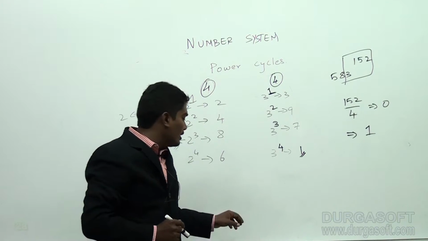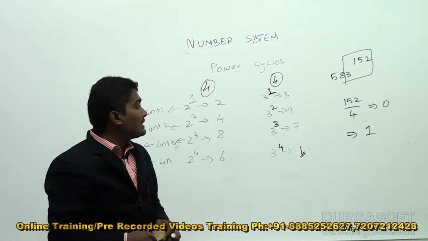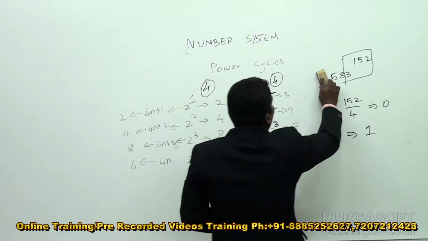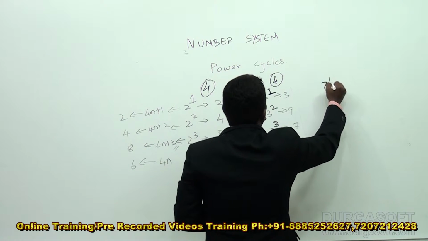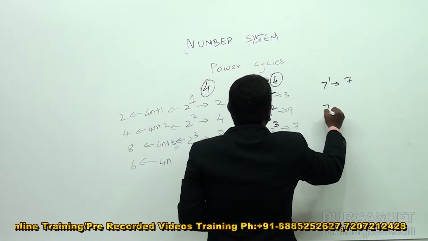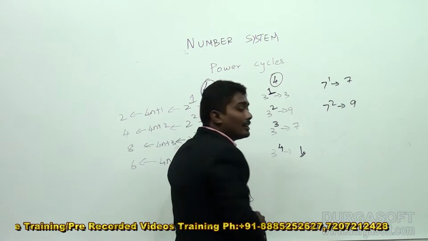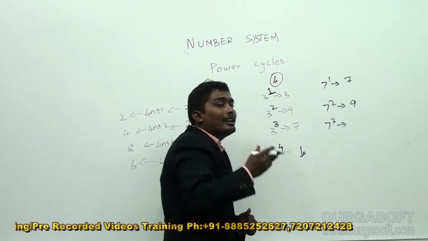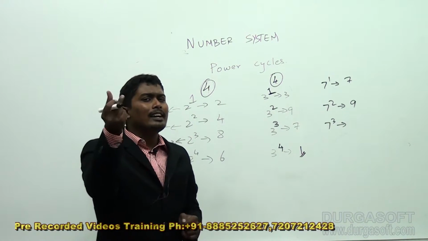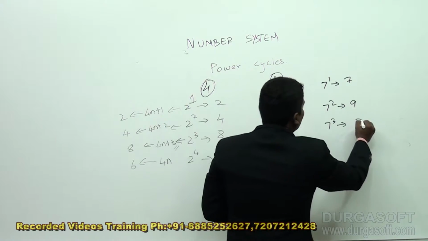Same way, next we look at the power cycle of the number 7. 7 power 1 is 7. 7 square is 49, so it ends with 9. 7 cube, 49 into 7, that will be 343. So I'll take only the units place, which is 3.